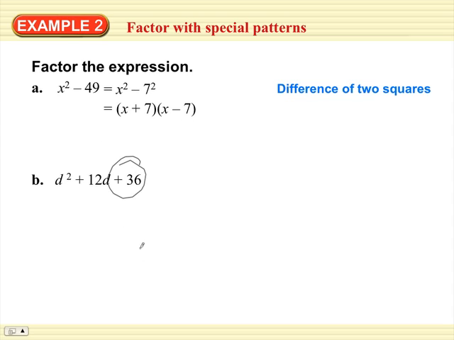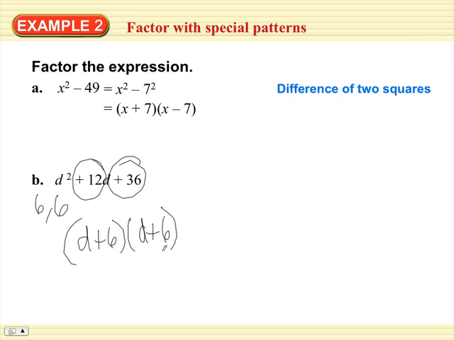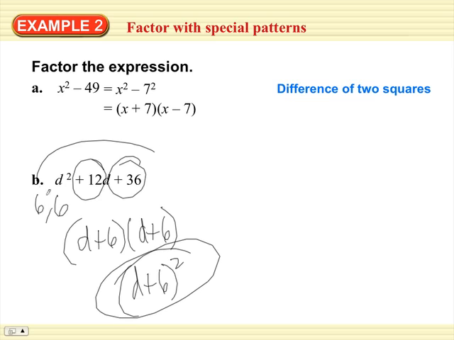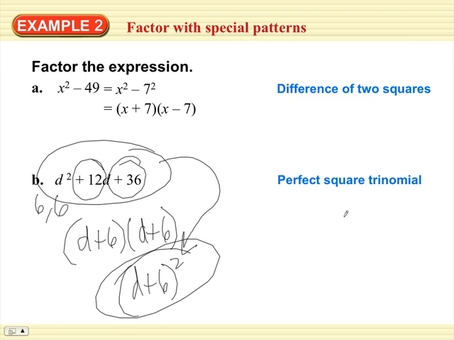Do it the same. Factors of 36 that add up to 12. What would you say they are? 6 and 6. Final answer, D plus 6. Yeah, D plus 6 is what people will probably write first. But then D plus 6 makes it D plus 6 squared. That's why it's a special pattern. It's a perfect square. This thing right here is a square. That's why it's special. So really that's called a perfect square trinomial, and this is a difference of squares up here. So know those ideas. Perfect square trinomial and difference of squares.